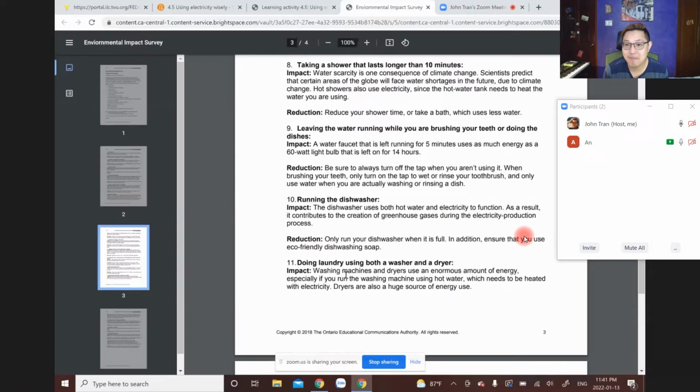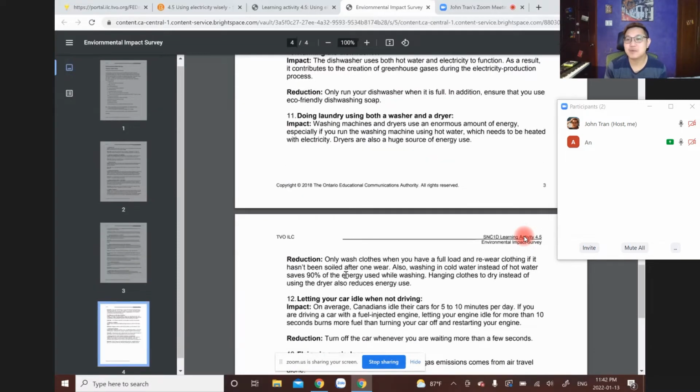Eco-friendly dishwashing soap. How about not using the dishwasher at all? Wash by hand. Seriously, definitely. If you live alone, you don't have that many dishes to wash. So basically, just accumulate them for a whole day, and then wash them at night with cold water. Cold water doesn't consume that much electricity at all.